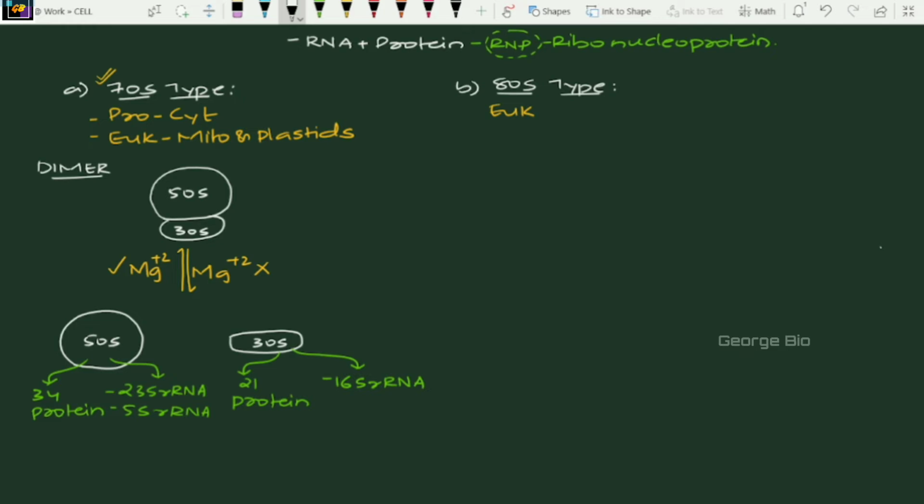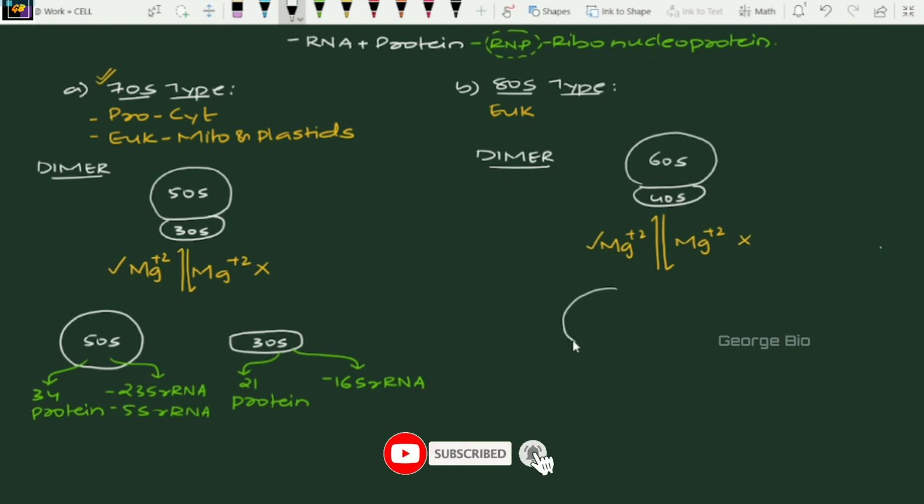Here in case of the 80S ribosome also, it is a dimer structure which consists of a larger subunit and a smaller subunit. The larger subunit is a 60S subunit and the smaller subunit is a 40S subunit. Here also, same point: the association is due to the presence of Mg+2 and the dissociation is due to the absence of Mg+2. If Mg+2 is absent, it helps in formation of two subunits, a larger subunit and a smaller subunit.